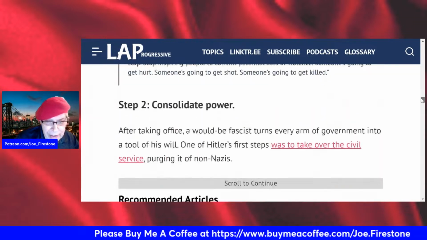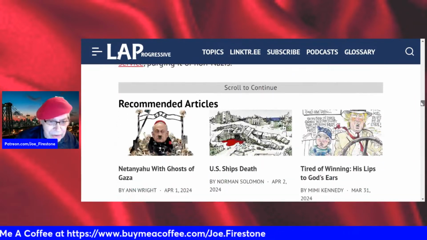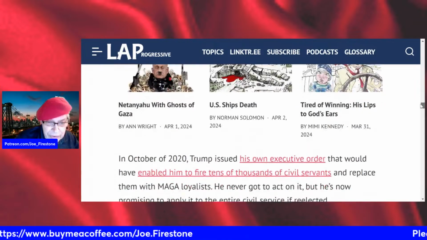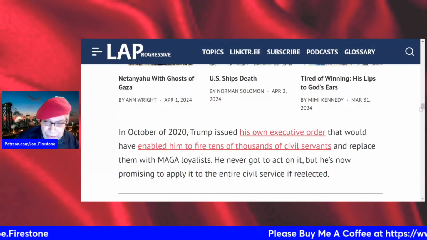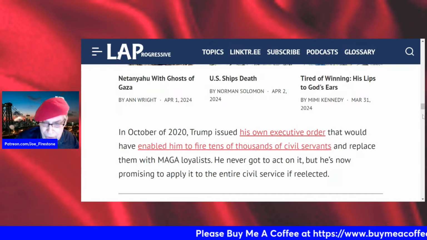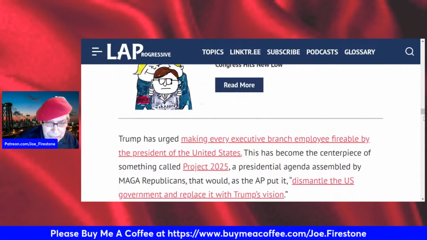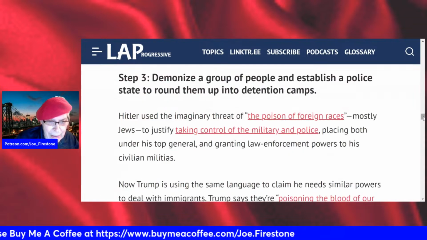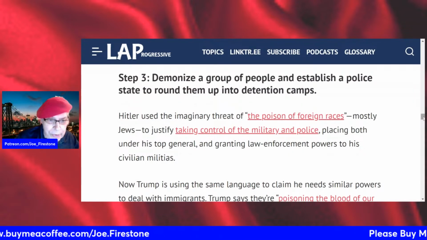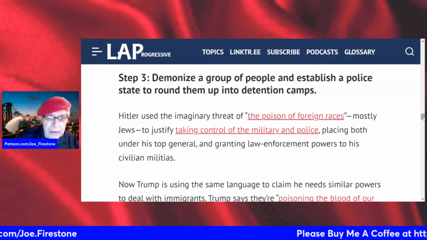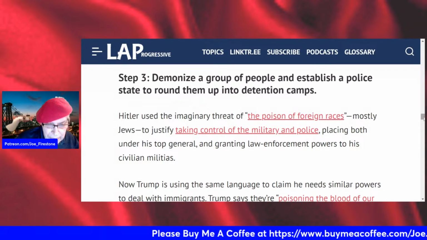Second, consolidate power. The example cited here is take over the civil service and fill it with people who are loyal to yourself. Take over the government, fill it with people who are personally loyal to you. Step 3, demonize a group of people, and establish a police state to round them up into detention camps.